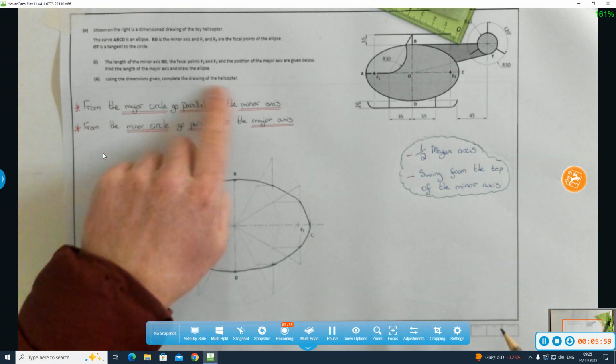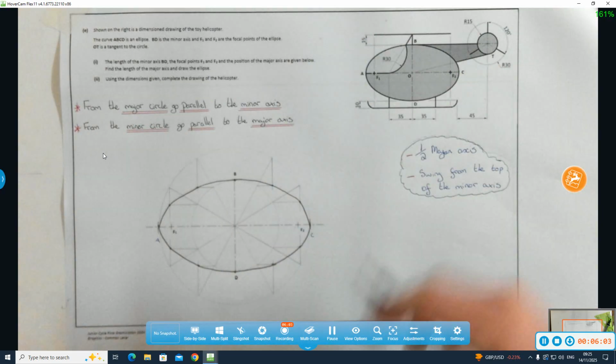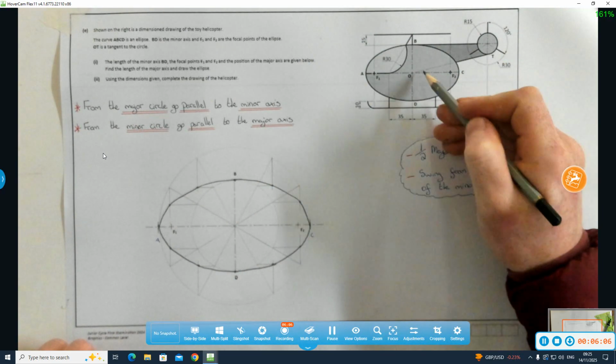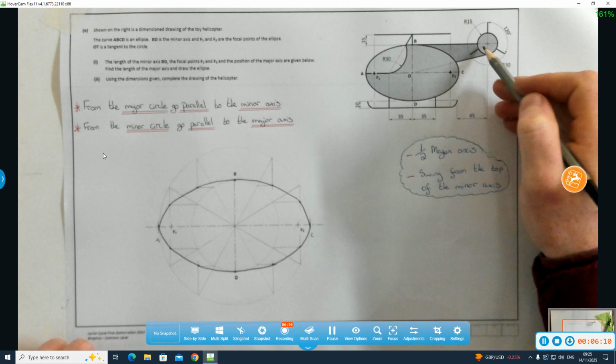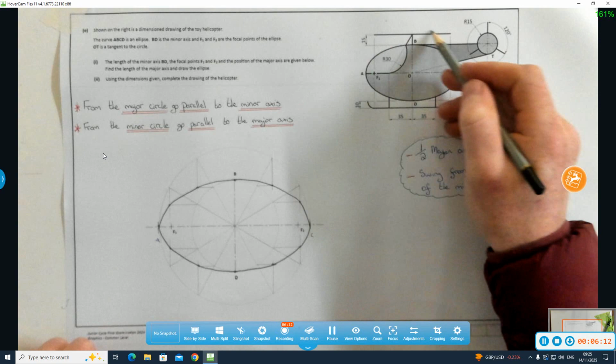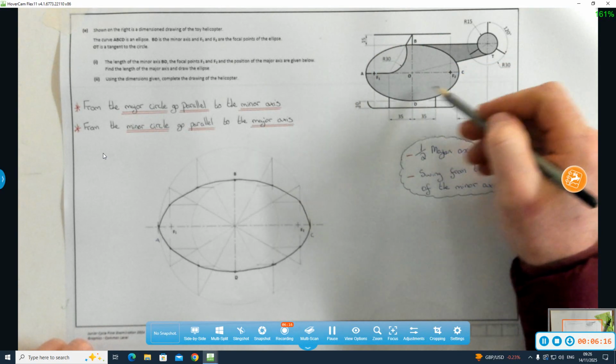Using the dimensions given, complete the helicopter. So that's just what we're on to now. It tells us here TO is a tangent to that circle, so we'll have to work that out in a second. I'm going to start by doing this top part of the helicopter, get the window, and then we'll get the skid part down the bottom as well.